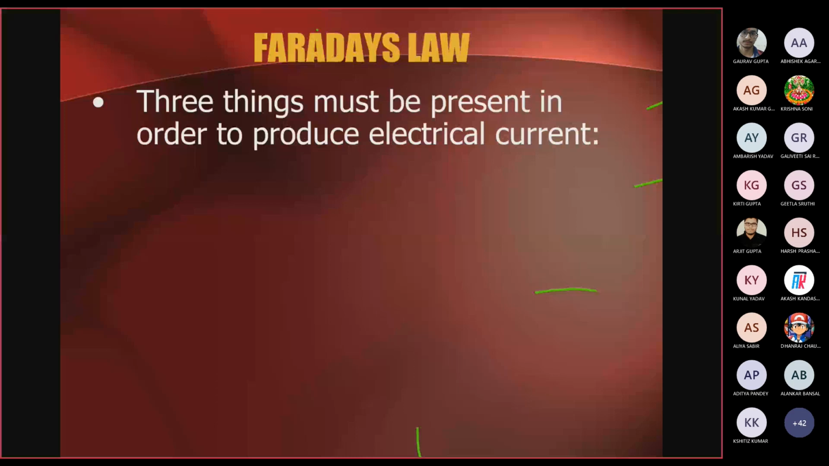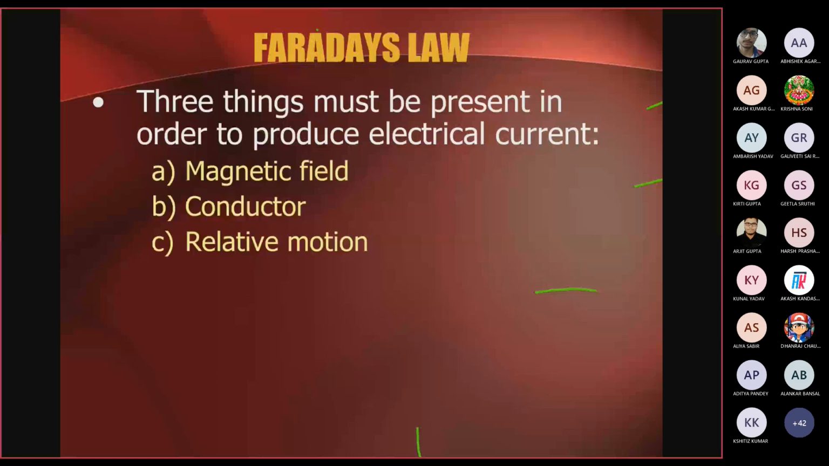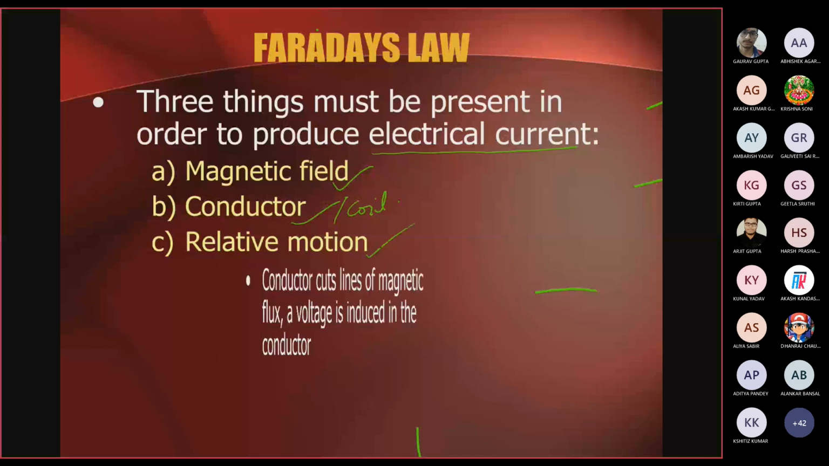So the different things are, first one is your magnetic field, then another one is your conductor, or you can also say it as a coil. This is basically a coil. Then there should be relative motion between the magnetic field or flux and the conductor present in any system in order to produce the EMF or electrical current through that coil or conductor, right? So when the conductor cuts the line of magnetic flux, a voltage is induced in the conductor.